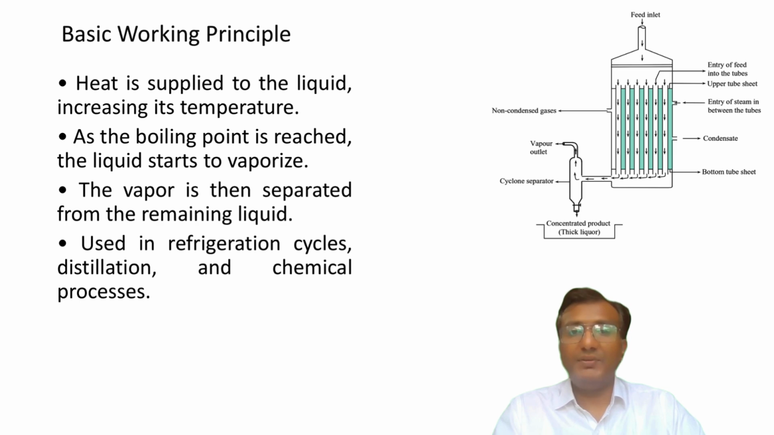In a refrigeration cycle, for instance, liquid refrigerant evaporates in the evaporator, absorbing heat from the surroundings to provide cooling. This principle is also used in distillation to separate components or in chemical processes to concentrate solutions. The efficiency depends on factors like heat supply, liquid properties, and evaporator design. Understanding this process helps engineers optimize the evaporator for specific applications, ensuring effective phase change and heat transfer. So let's move on to the different types of evaporators.